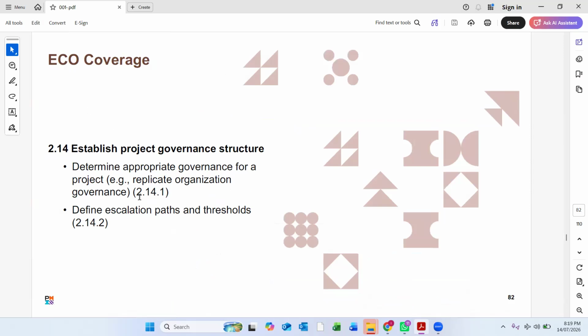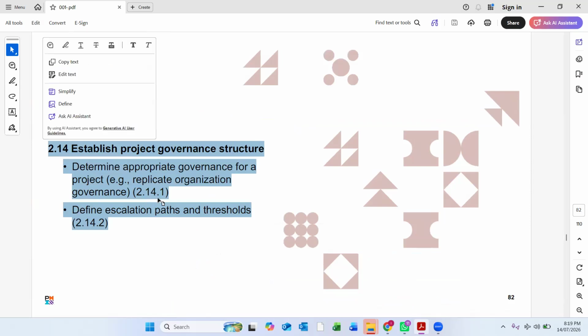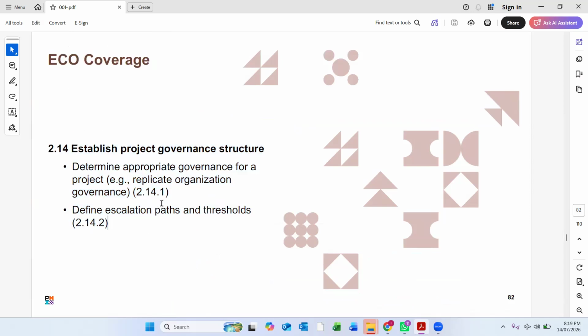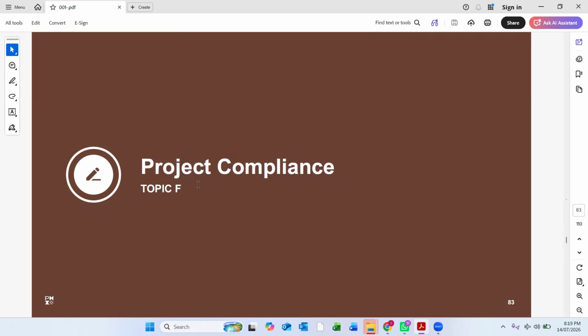Again, the ECO coverage shows from which particular PM box these definitions were there. It was from 2.14.1, 2.14.2. Define and evaluate escalation paths, review and the process threshold. Determine appropriate governance for project, replicate organization governance. Project compliance. This is topic number F. Project compliance.